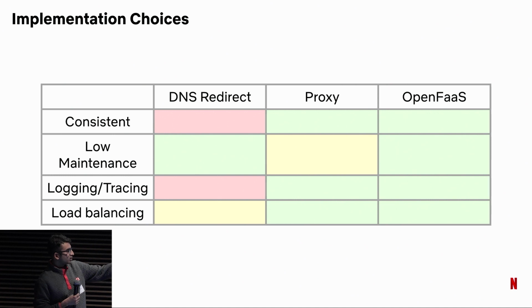So while proxy server and OpenFaaS both support a lot of these features, OpenFaaS was the best for us because it's low maintenance, because there's another team within Netflix maintaining it for us. And then there's some other features like logging, tracing, and load balancing, which is supported by both of these. And for those unfamiliar with OpenFaaS, OpenFaaS is an open source framework for serverless functions, kind of functions like AWS Lambda, but in open source.